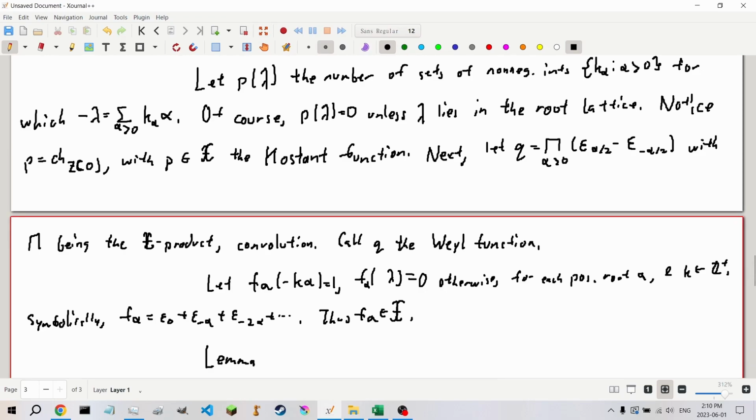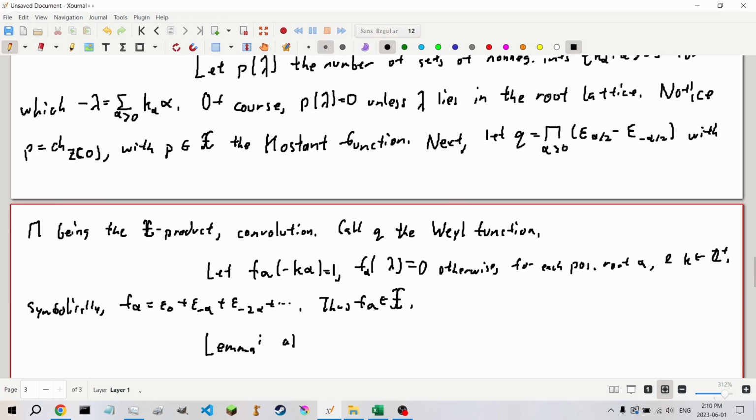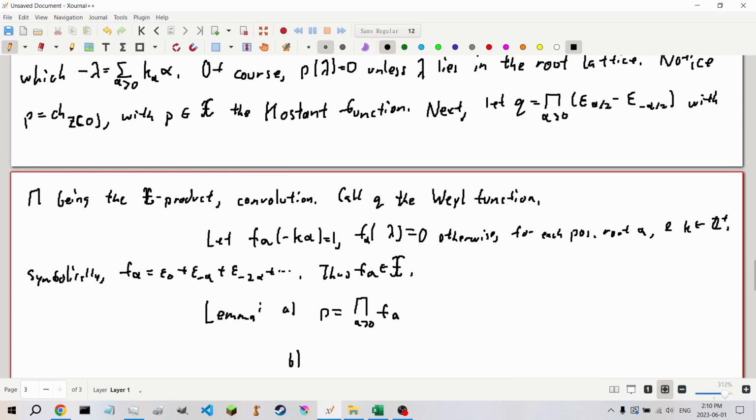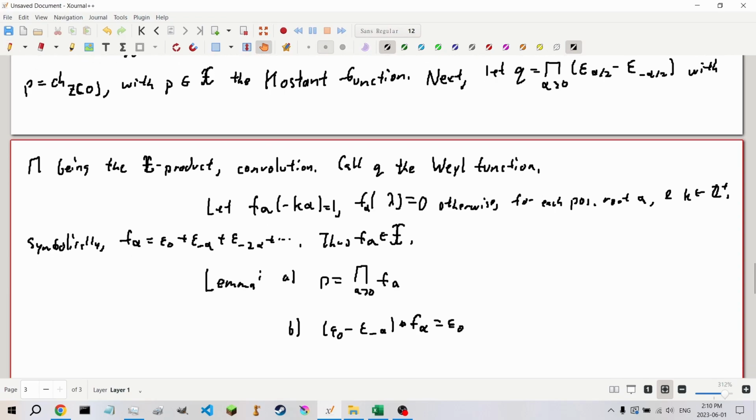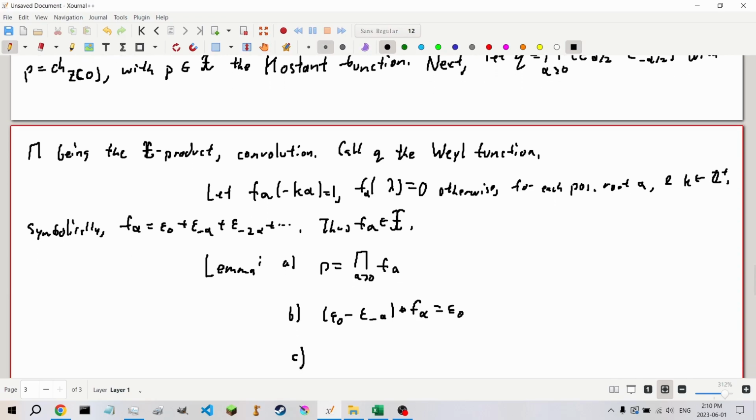First one, part A: P is the product for positive roots of our f alpha. Part B states that eta 0 minus eta negative alpha convoluted with f alpha is eta of 0. And part C states that Q is the convolution of eta of our delta with the convolution over positive roots of eta 0 minus eta minus alpha.